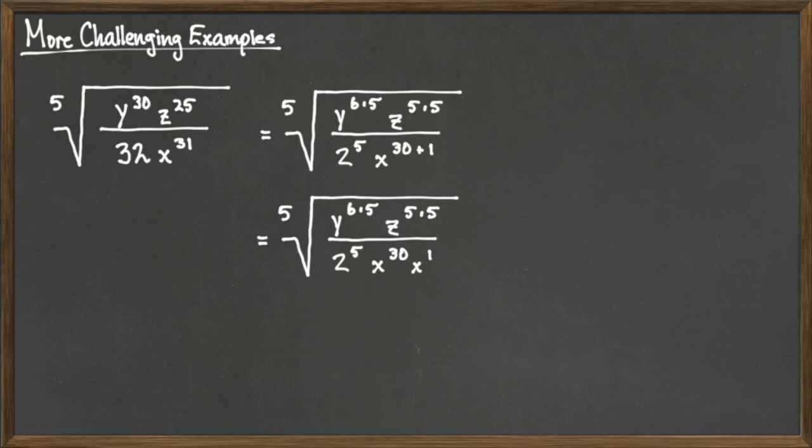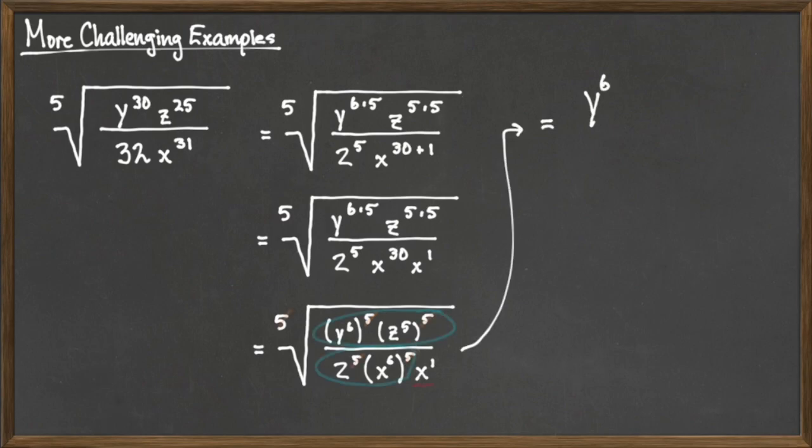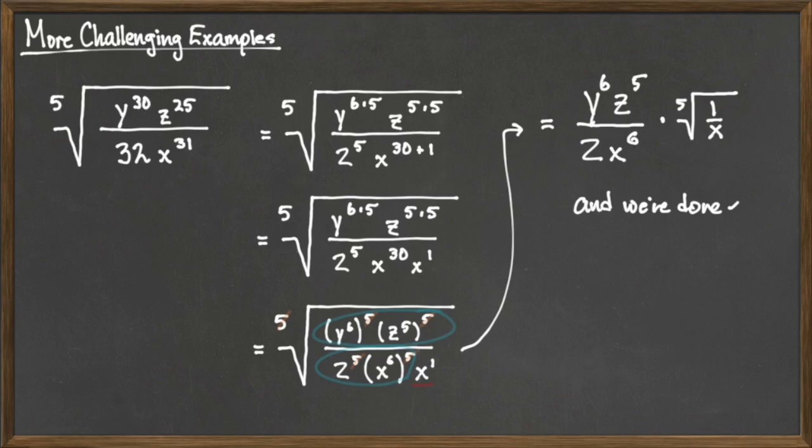This action is just letting me separate the terms whose exponents are multiples of 5 from the terms whose exponents aren't multiples of 5. Now I can use parentheses to rewrite all of my terms inside. I have y to the 6 to the 5, z to the 5th to the 5th, 2 to the 5th, x to the 6th to the 5th, and that x to the 1 that's just kind of by itself. But everything with the power of 5 gets to break out of the radical, leaving me only with the 5th root of 1 over x, and we're done.